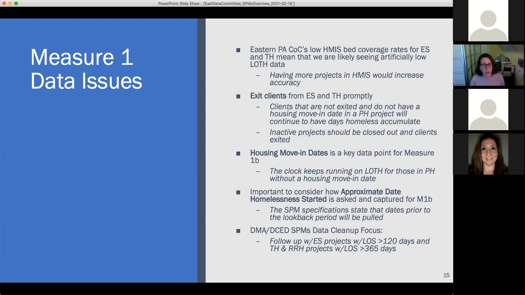Inactive projects need to be closed out. So, when folks have projects that then go inactive, they need to be coordinating with the DCD team, and then the team needs to close out those projects and make sure the clients are exited. And then when we talk about measure 1B, we have these two data points in particular, right? And I think the one that feels pretty actionable in the immediate term is to reinforce with everybody to enter a housing move-in date when a client has moved into housing. And if the client doesn't move into housing, they need to be exited.